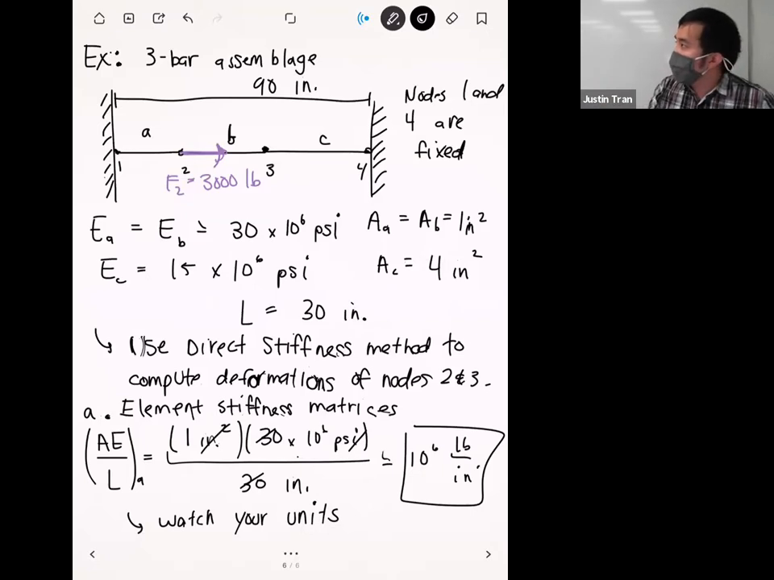Okay. So for each element, I can give you a little bit of a preview. For each element, it knows its material properties, of course. So it has the Young's modulus and Poisson's ratio.